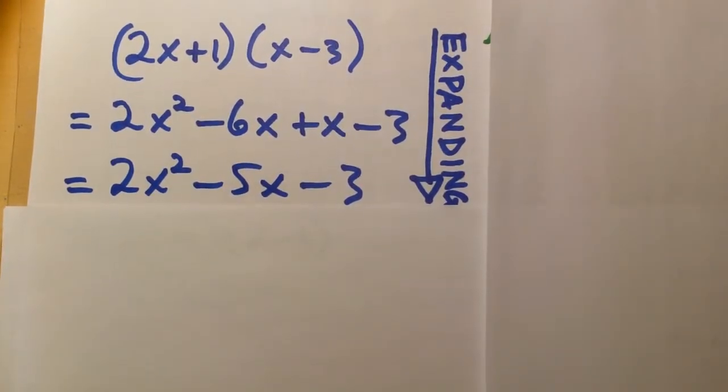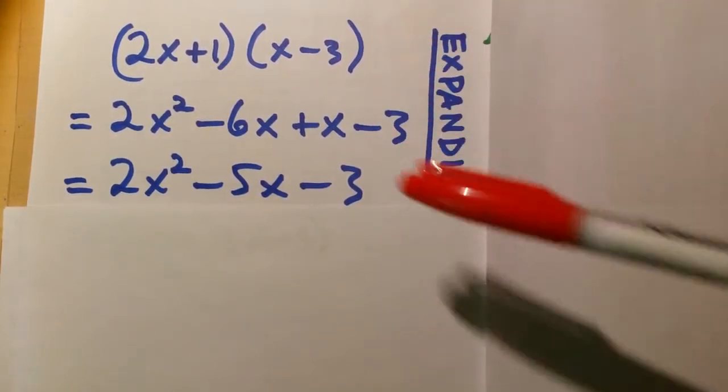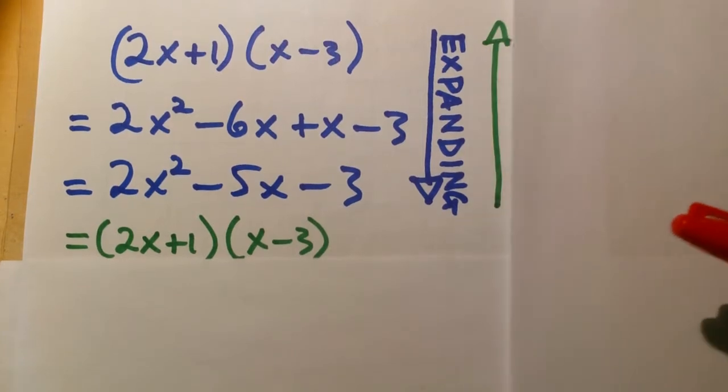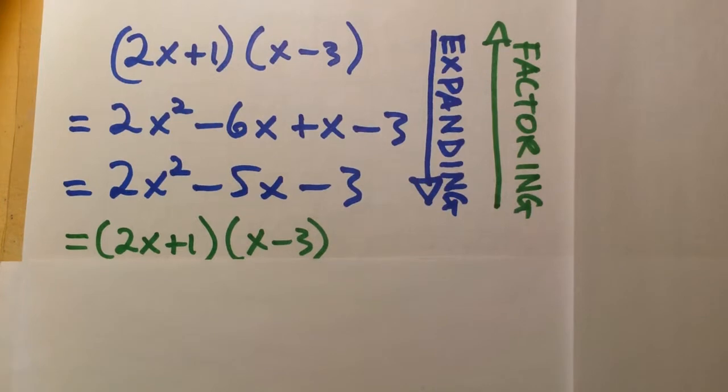Well, in factoring, it is as though we go backwards. We start from the result and go back to the question. So that would be called factoring. Factoring is the opposite of expansion.